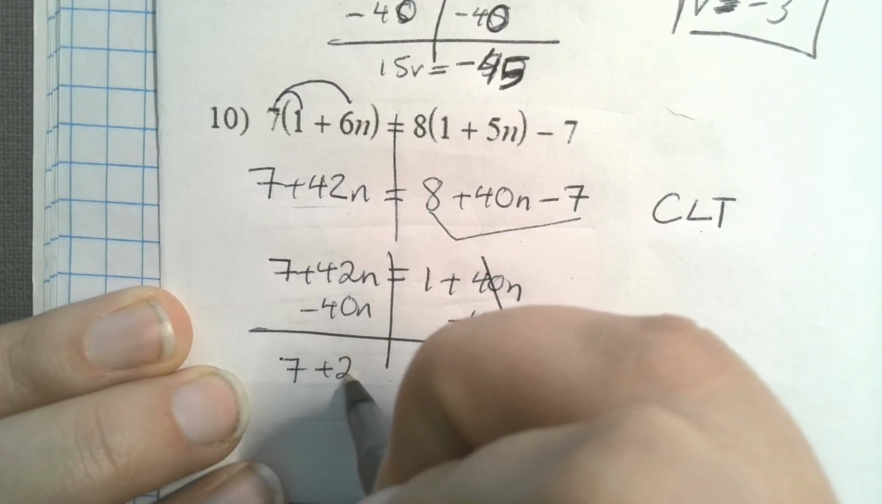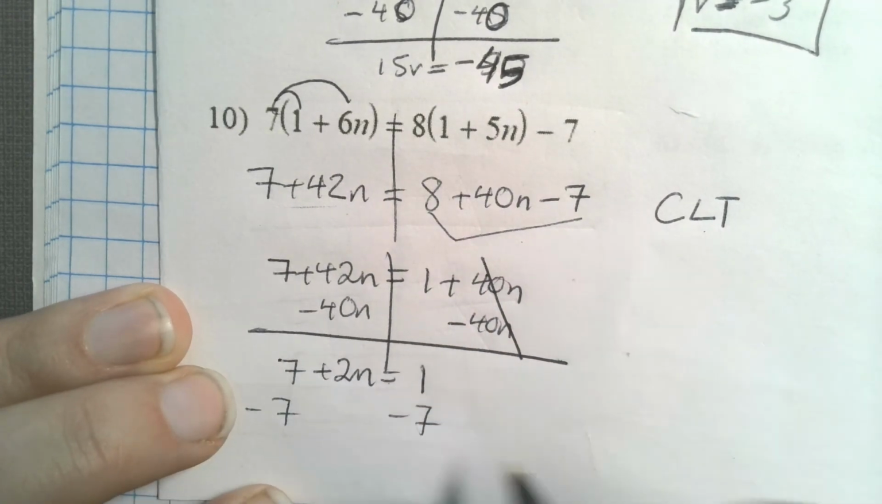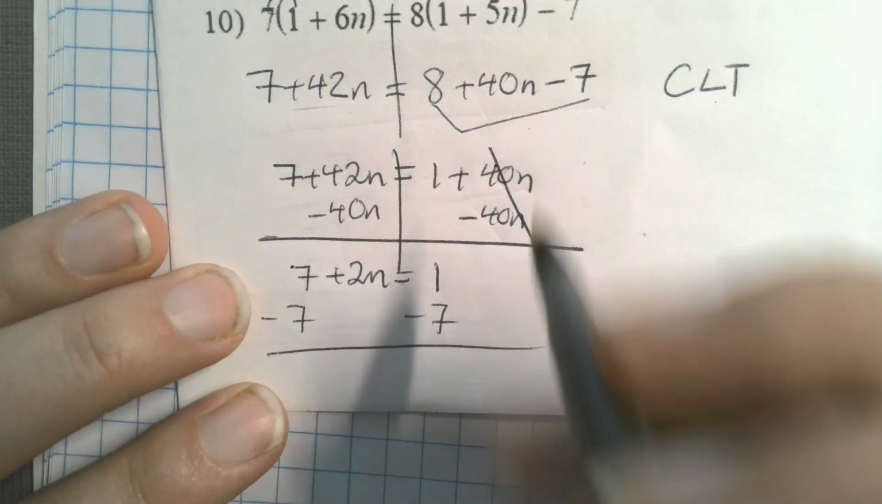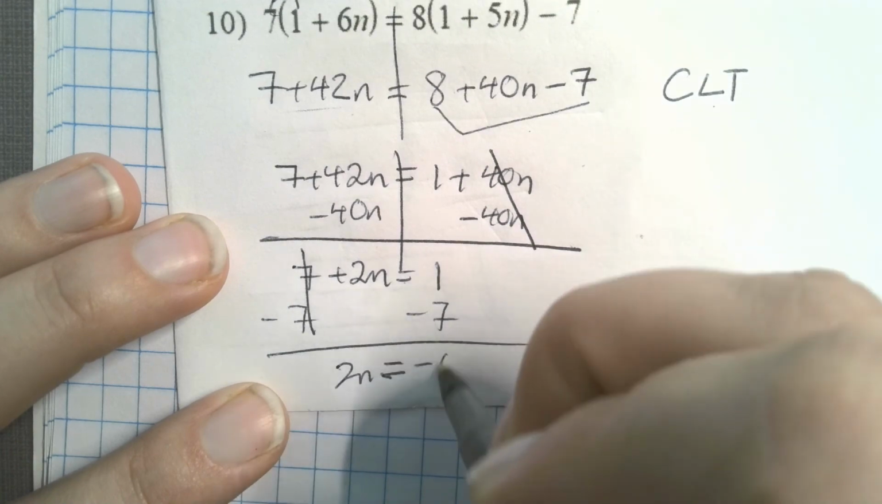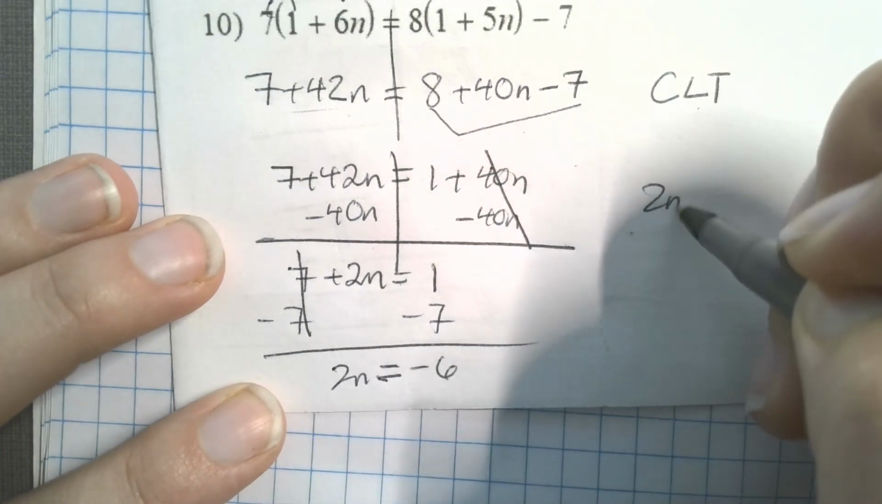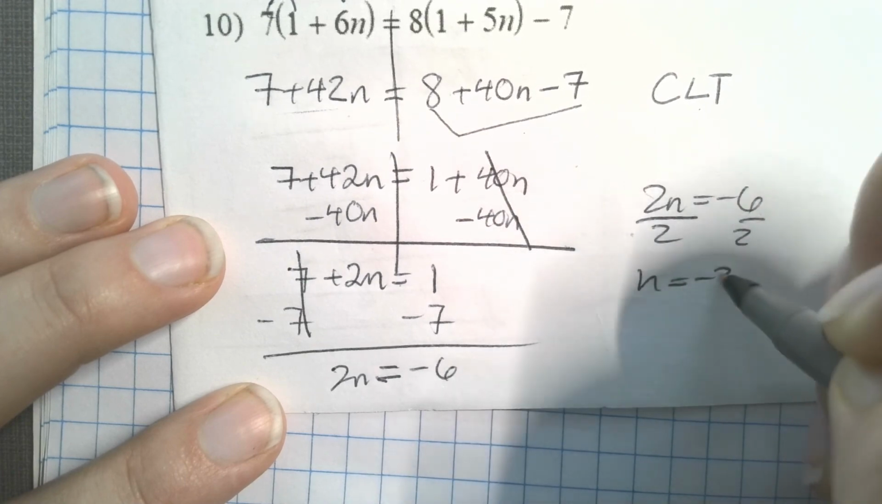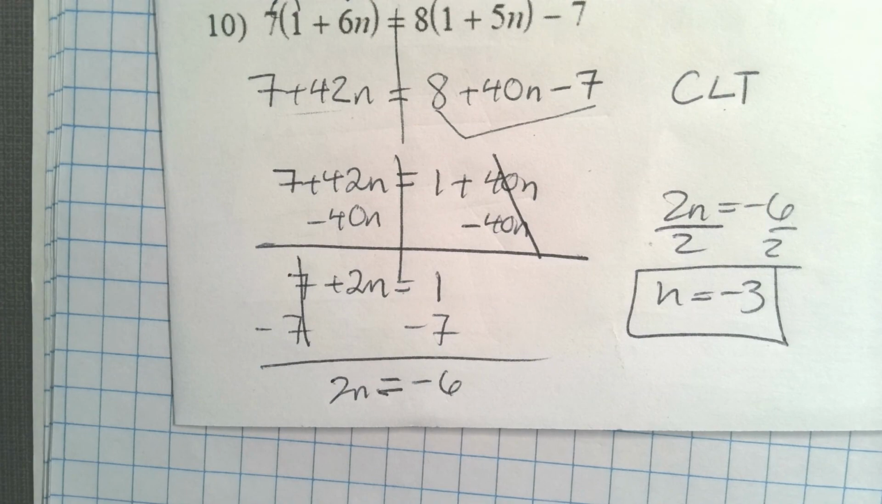7 plus 2n equals 1. Minus the 7, minus the 7. 2n equals negative 6. Just divide by 2. And you're done. When you have that glued in, swing by my desk and show me.